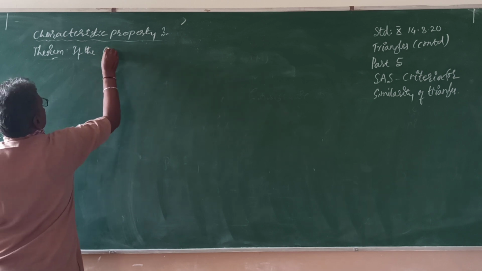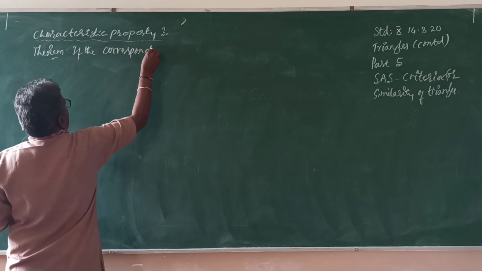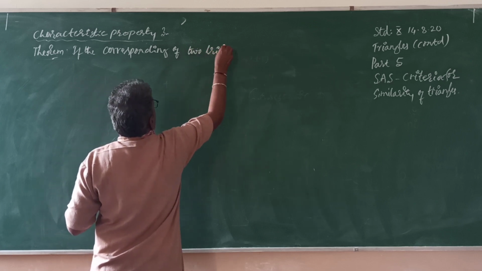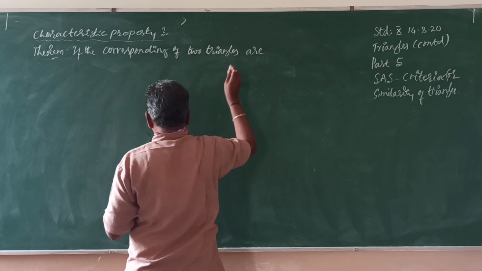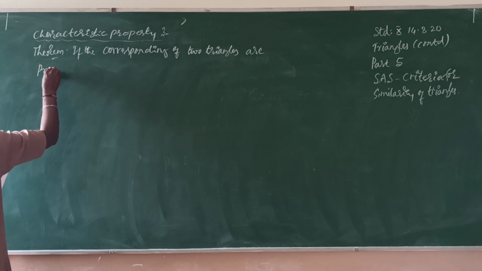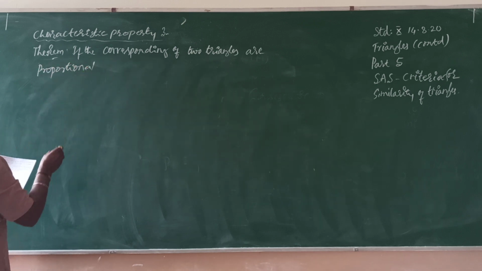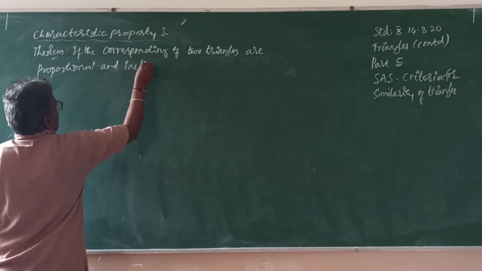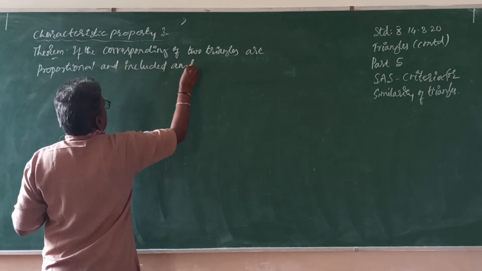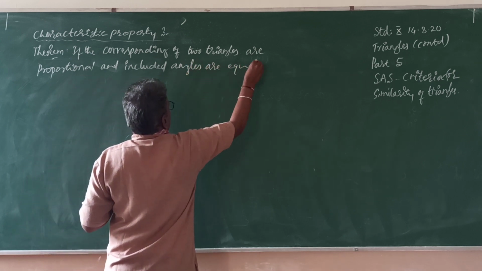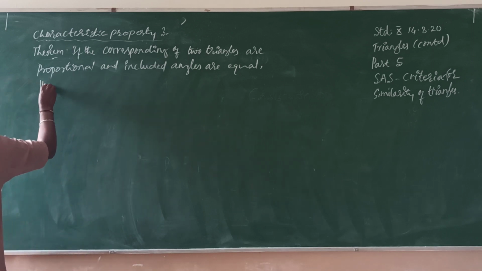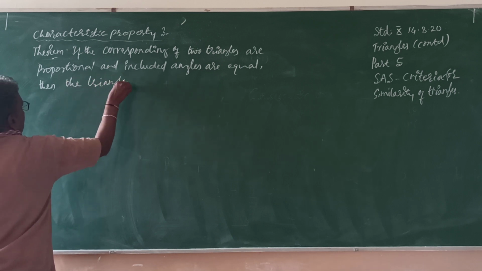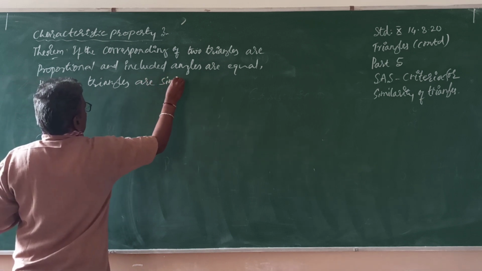Now, if the corresponding sides of two triangles are proportional and the included angles are equal, then the triangles are similar.